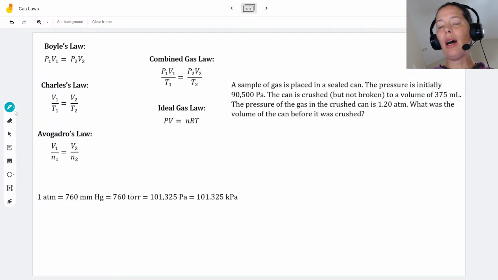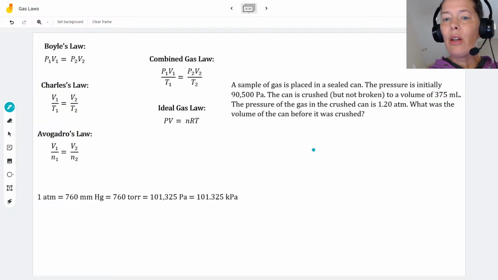All right, so again, we have to decide which equation we are going to use. So I want to know what variables are changing and what is being held constant. So again, I'm seeing pressure is definitely changing because initially I had 90,500 Pascal, and then after it's crushed, I have 1.2 atmospheres. So I definitely want an equation with pressure in it. And I'm also changing volume. I actually want to know the initial volume, and I have the final volume. So again, it's just pressure and volume that are changing. So that is going to be Boyle's law. So let's go ahead and write down Boyle's law.